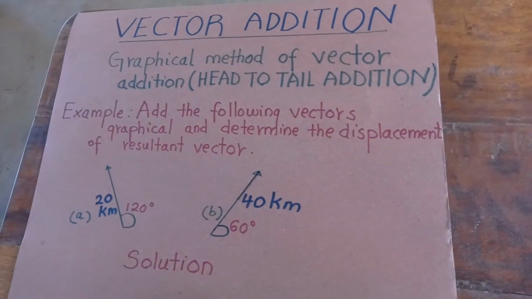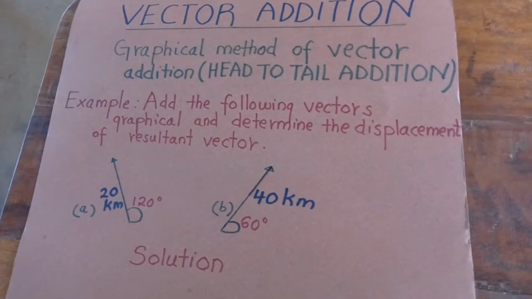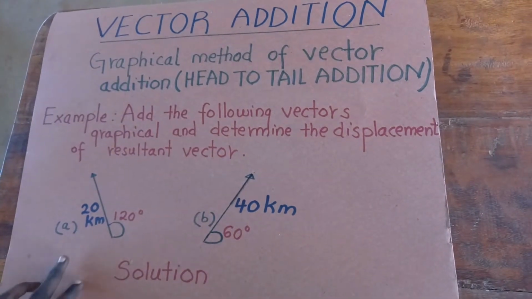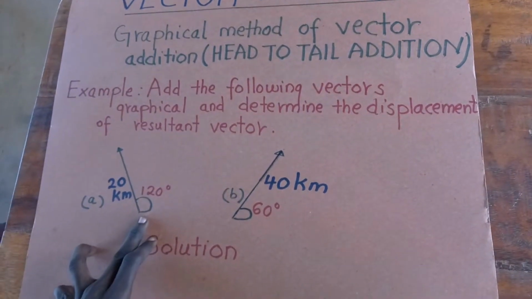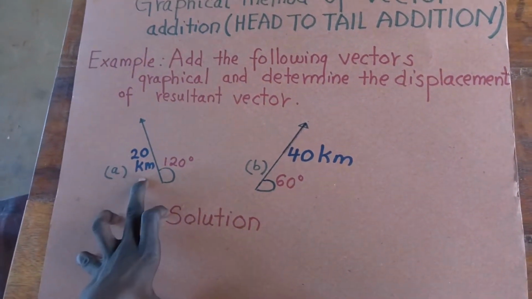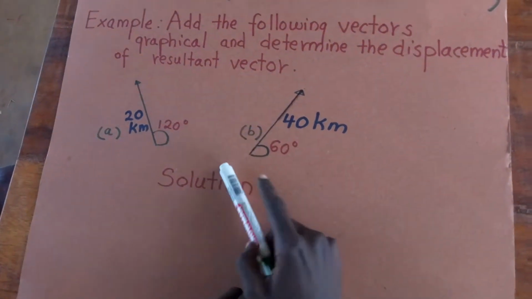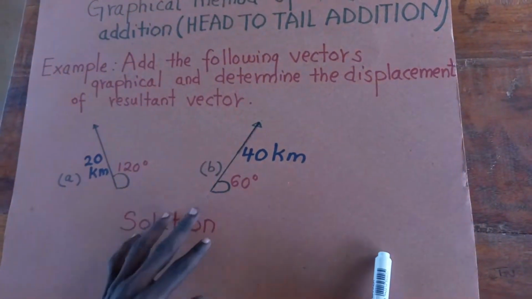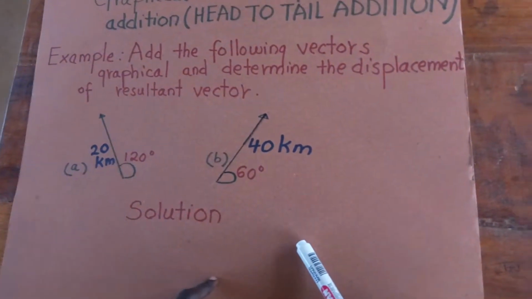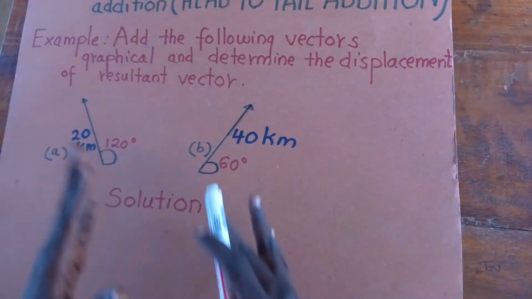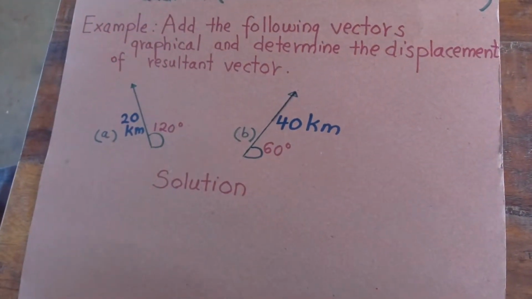Add the following vectors graphically and determine the displacement of the resultant vector. Okay, this is vector A. The direction of vector A is 120 degrees, and the magnitude of vector A is 20 kilometers. Also, we have vector B. The magnitude of vector B is 40 kilometers, and the direction of vector B is 60 degrees. So we want to add these two vectors so as to determine the displacement of the resultant vector.